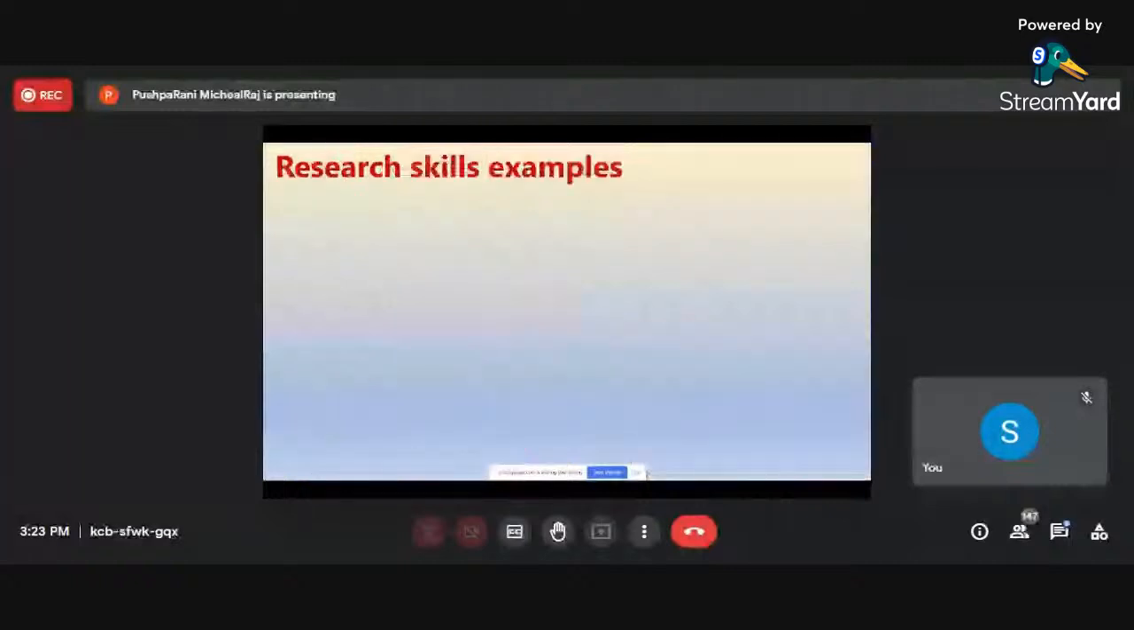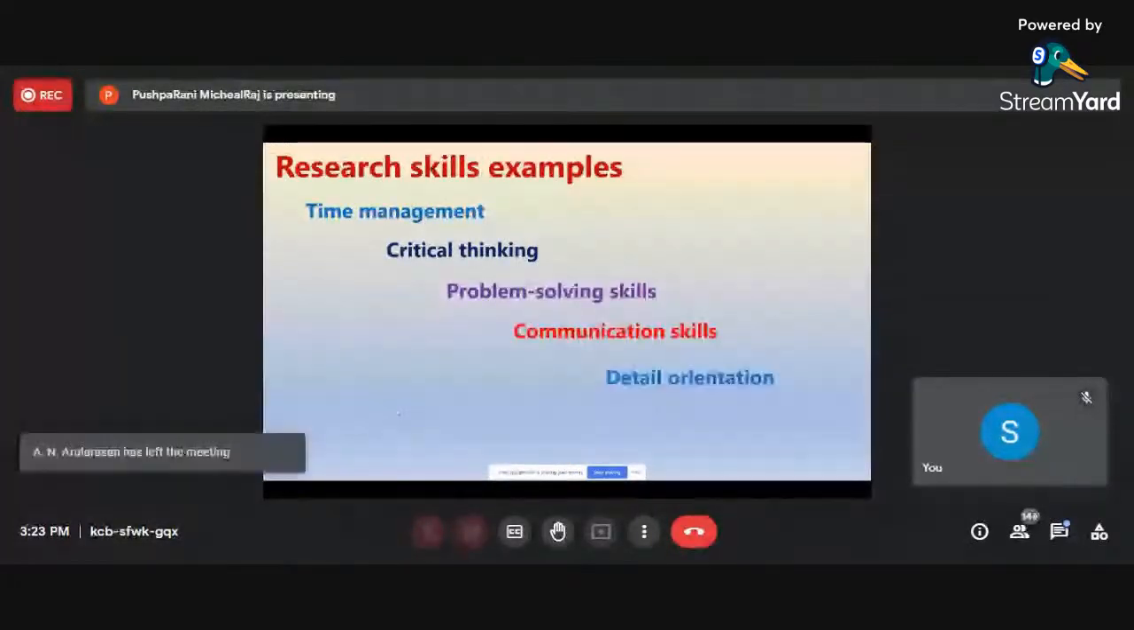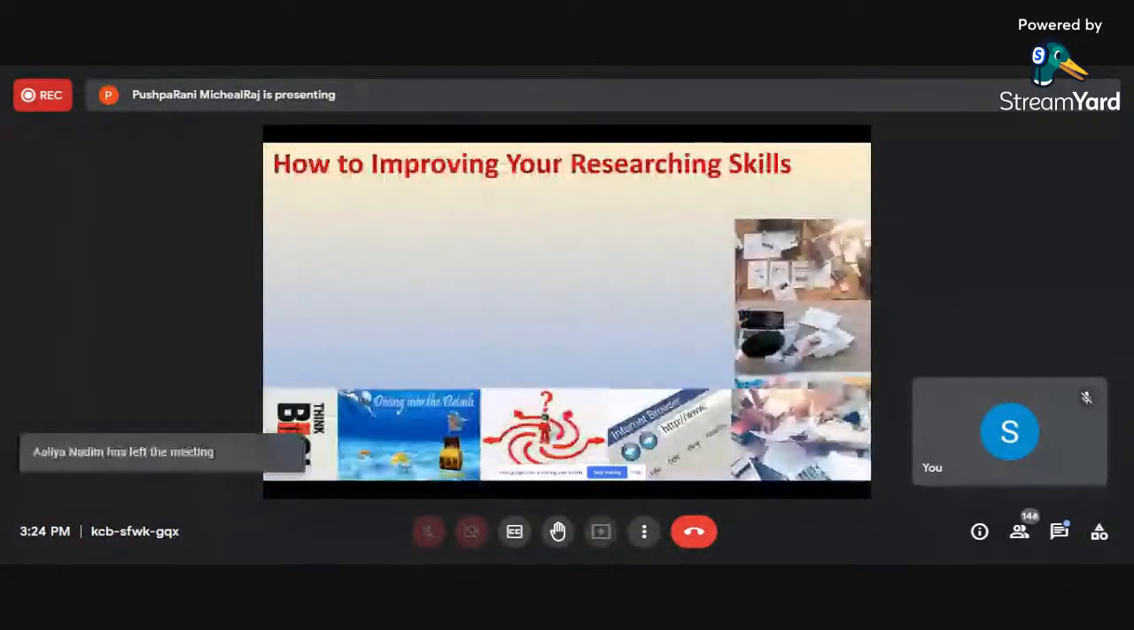So for the research skills examples, we discussed time management, critical thinking, problem solving skills, communication, and detail orientation. All these are very important, and communicate your results. Pay attention to everything, and you will give a good, meaningful interpretation for sub questions and connect them with one another, and you must have good time management. Once you have all these skills, how can you improve your research?